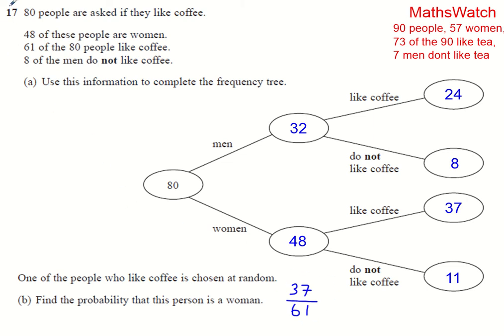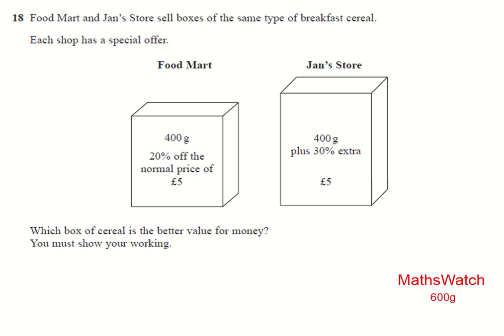And question 18, going to be the last question of this part. Food Mart and Jan's store sell boxes of the same type of breakfast cereal. Each shop has a special offer. So at Food Mart you get 400 grams with 20% off the normal price of £5. At Jan Store, you're getting 400 grams plus an extra 30% for £5. Which box of cereal is the better value for money? You must show your working.